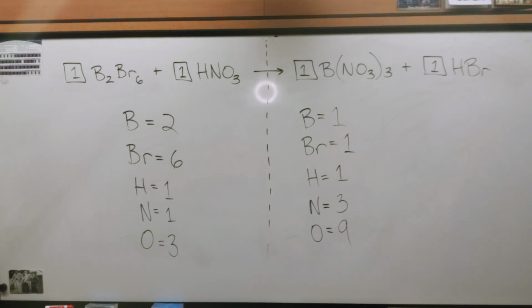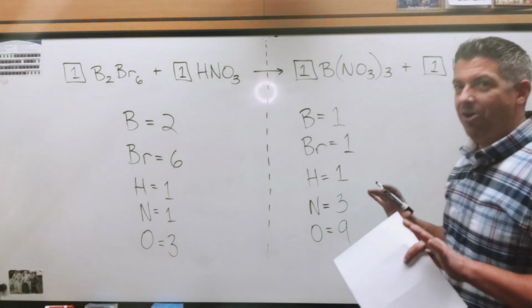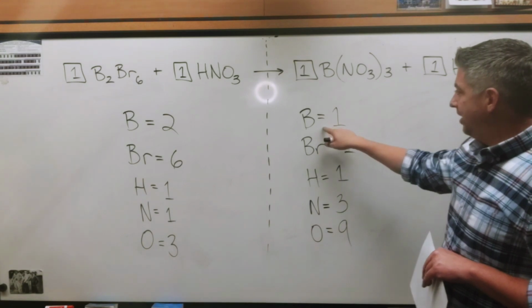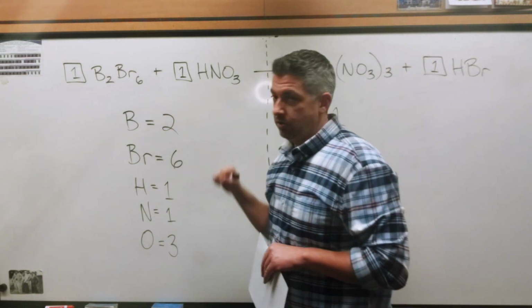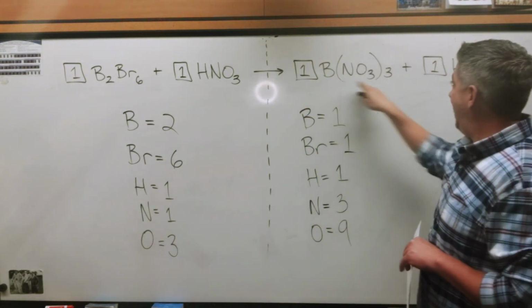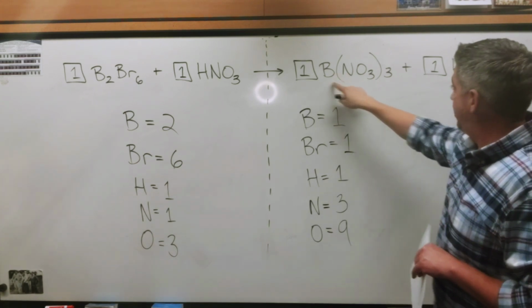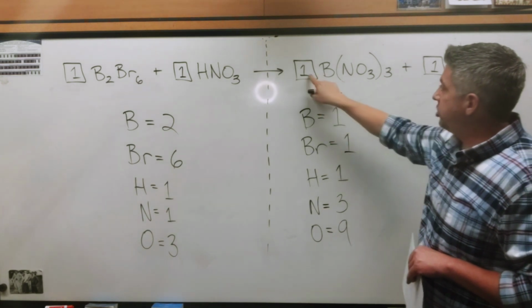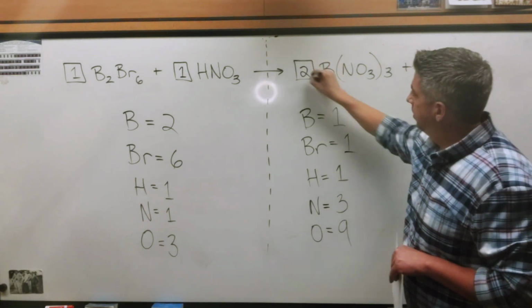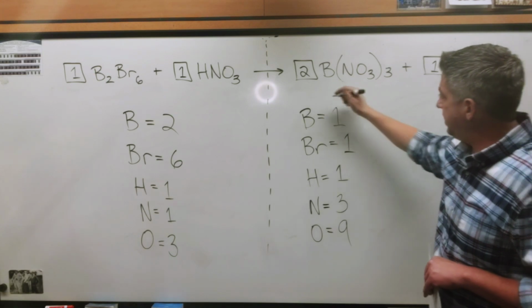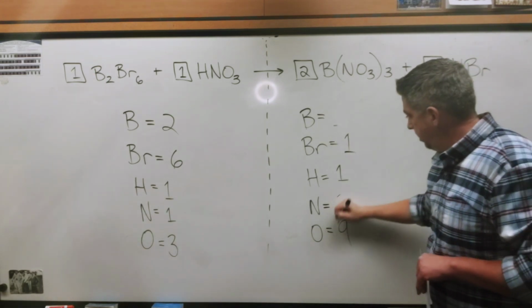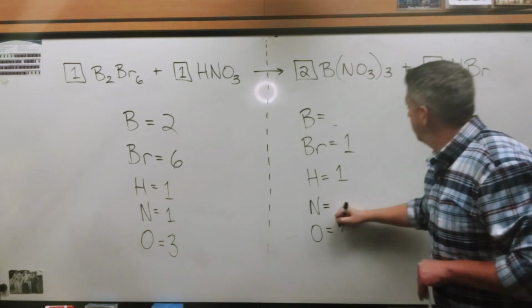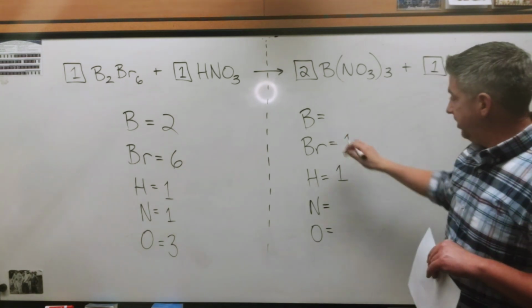All right, let's go one at a time. Let's tackle the hardest one. Let's tackle the B. We got to make this B from 1 to 2. The only one that has a B that we could go higher is this one. This is Br, that's bromine. We need boron, B. So I'm going to change this 1 to a 2. Now that means it's going to affect the N and the O. We're going to have to add all of these.